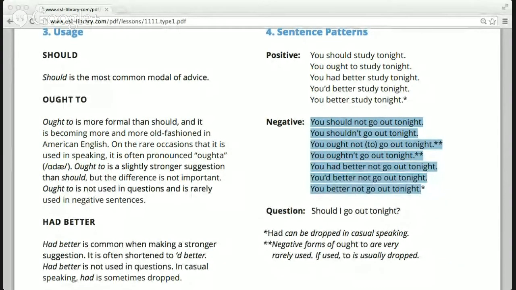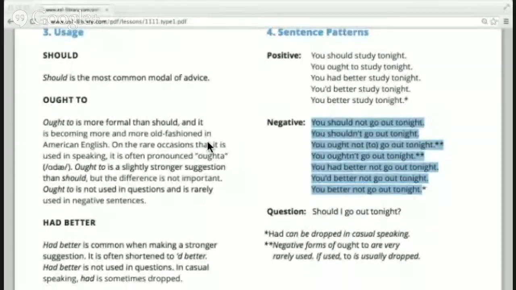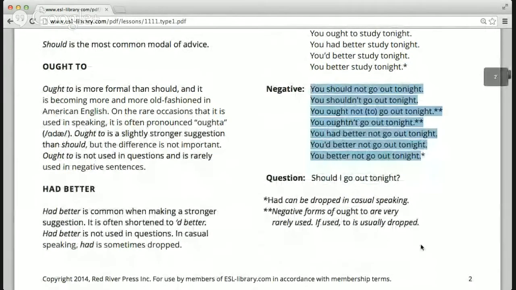Salvatore, please read these. You should not go out tonight. You shouldn't go out tonight. You ought not to go out tonight. You oughtn't go out tonight. You had better not go out tonight. You'd better not go out tonight. You better not go out tonight. Okay. All right. Very good.